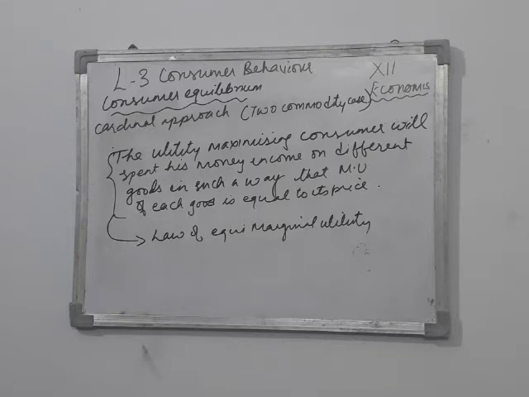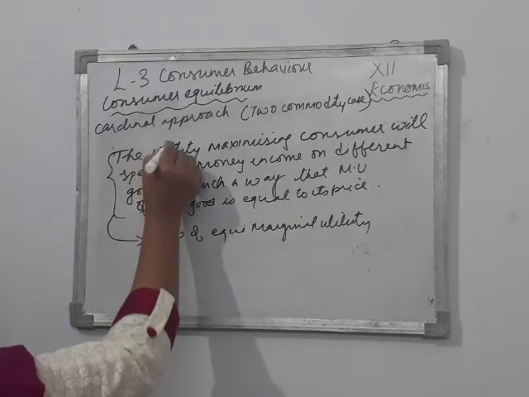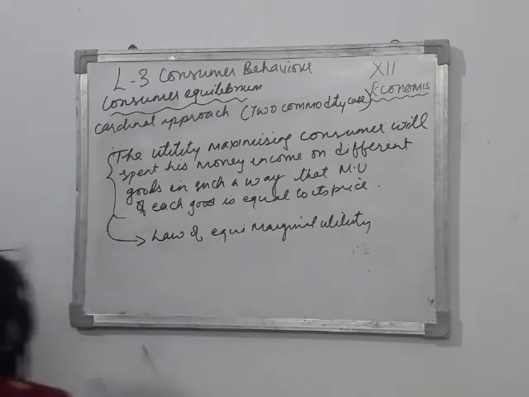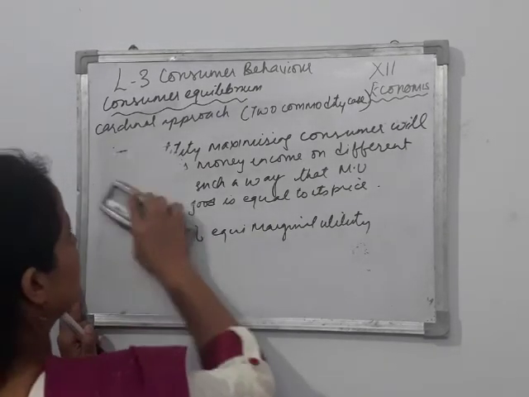फिर से मैं रिपीट कर रही हूँ, तो यूटिलिटी मैक्सिमाइजिंग कंज्यूमर मतलब वो कंज्यूमर जो अपनी यूटिलिटी को मैक्सिमाइज करना चाहता है, वो क्या करेगा? He will spend his money income, वो अपने पैसों को या अपनी इनकम पे ऐसे खर्च करेगा अलग अलग गुड्स के ऊपर, जैसे कि हर गुड की मार्जिनल यूटिलिटी बराबर हो जाए उसके प्राइस के, ठीक है? This is the law of equimarginal utility which you need to understand before going to the main theory. So now I tell you the conditions.